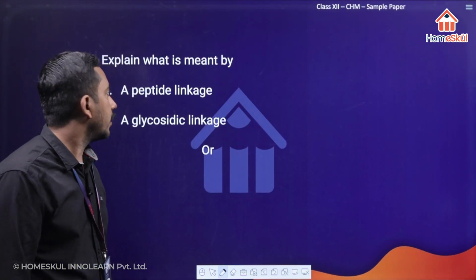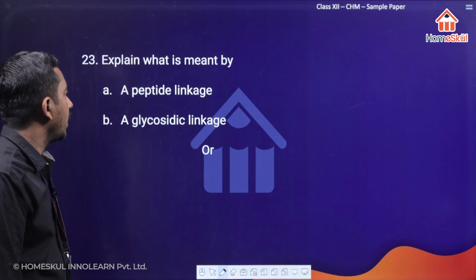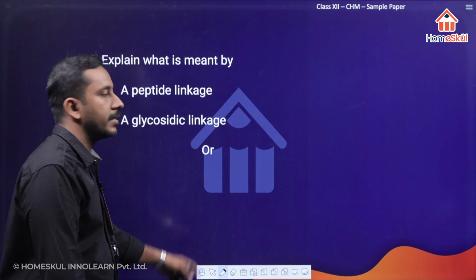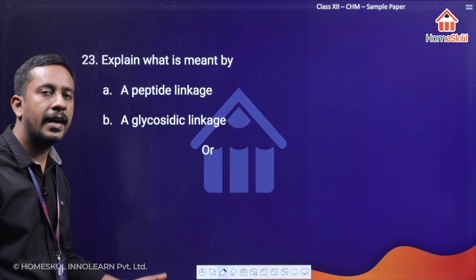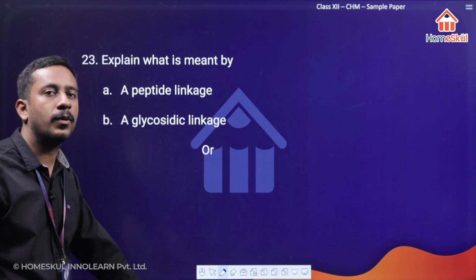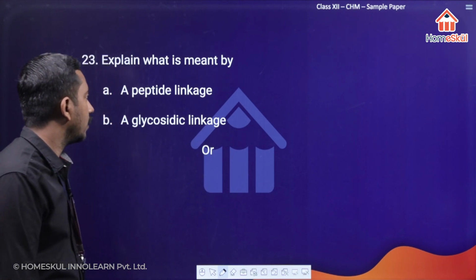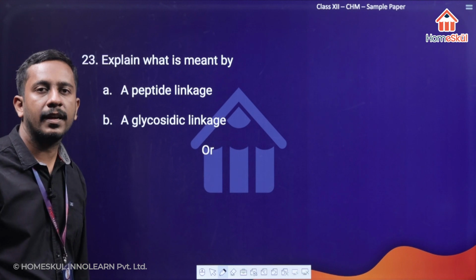The next question, the 23rd question. Explain what is meant by a peptide linkage and a glycosidic linkage. Here also we can see that there is an internal choice. So we can either answer these 2 questions or go for the next set of questions. This is a direct question. What is a peptide linkage and what is a glycosidic linkage?